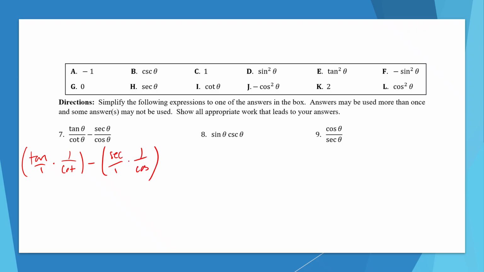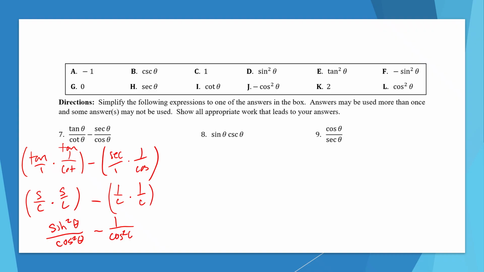And then putting everything in terms of sine and cosine, here we're going to get tangent is sine over cosine times 1 over cotangent. This is just tangent. That's also sine over cosine. So here we're going to get sine squared theta over cosine squared theta minus secant, which is 1 over cosine times 1 over cosine. So this is minus 1 over cosine squared theta. Simplifying this, you have sine squared theta minus 1 over cosine squared theta.